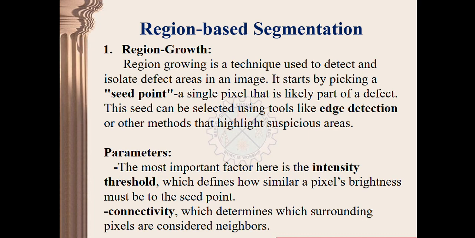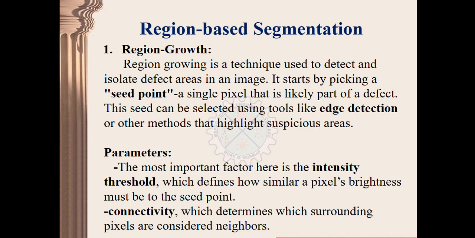So the next is region based segmentation. In this we have region growing. Just take an example from real life, like fungus. You can see the starting position of it, and then the fungus starts to grow in the nearby neighboring places. In the same way, here we have a seed point, which is a single pixel that is likely to be part of a defect. The seed can be selected using tools like edge detection, or by other methods.